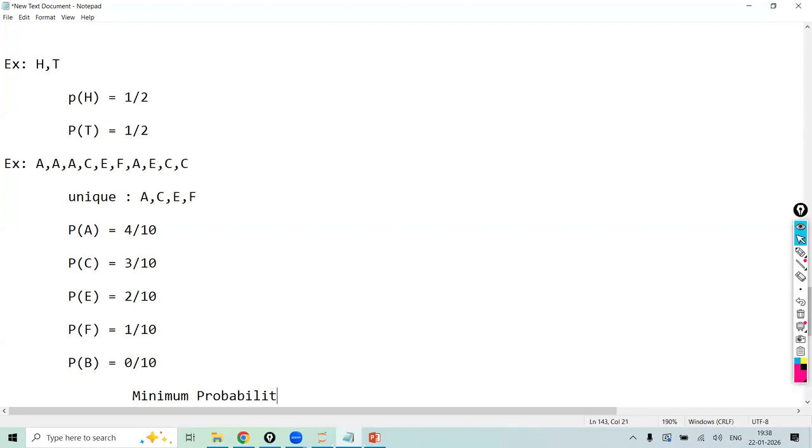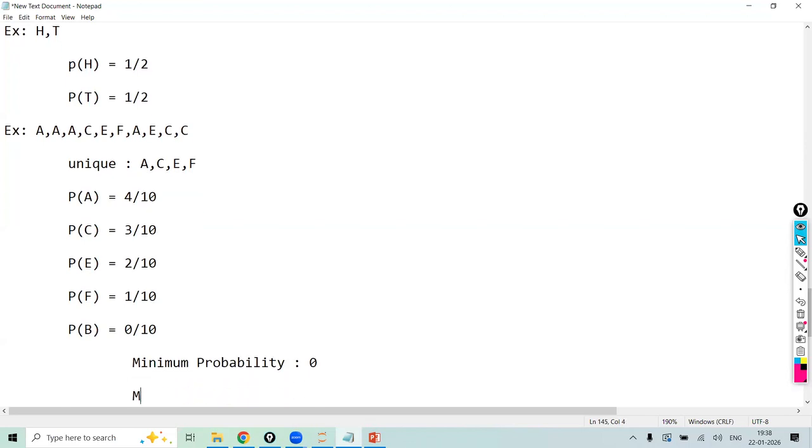What are the minimum probabilities there? The minimum probability is going to be 0. That is the minimum probability. For example, if that particular data point or that particular value is not available, the probability is 0.